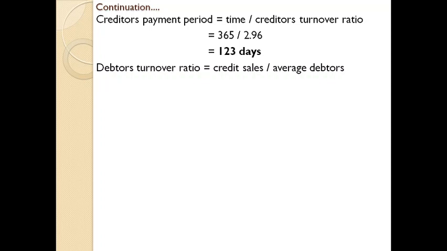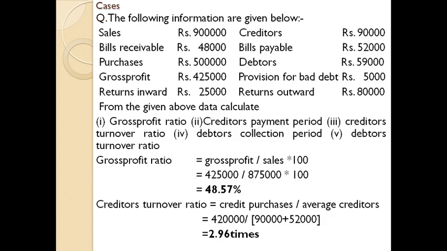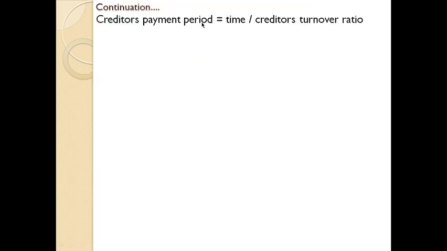Next one, debtors turnover ratio. Credit sales divided by average debtors. Remember, credit sales means net credit sales. Net credit sales means credit sales or total sales minus sales return. In the question, information regarding sales return is already given. Here return inwards means sales return. So you need to adjust the sales returns with sales in order to find net credit sales or net sales.